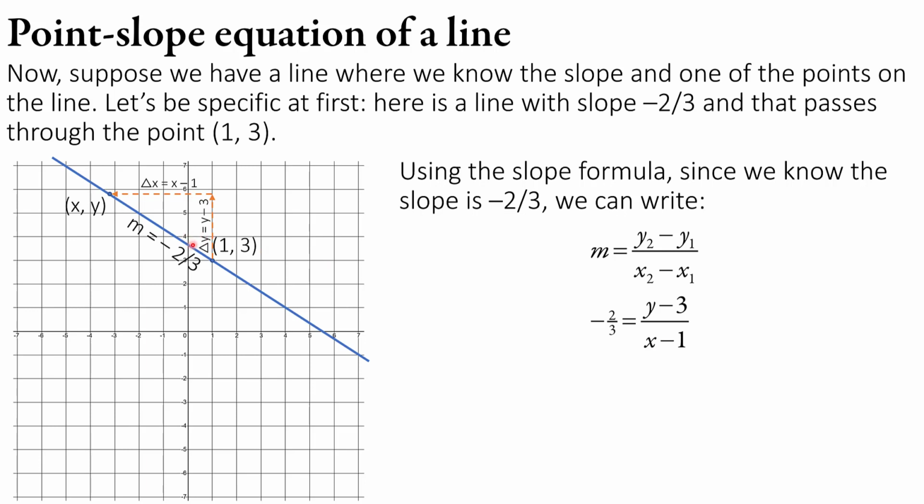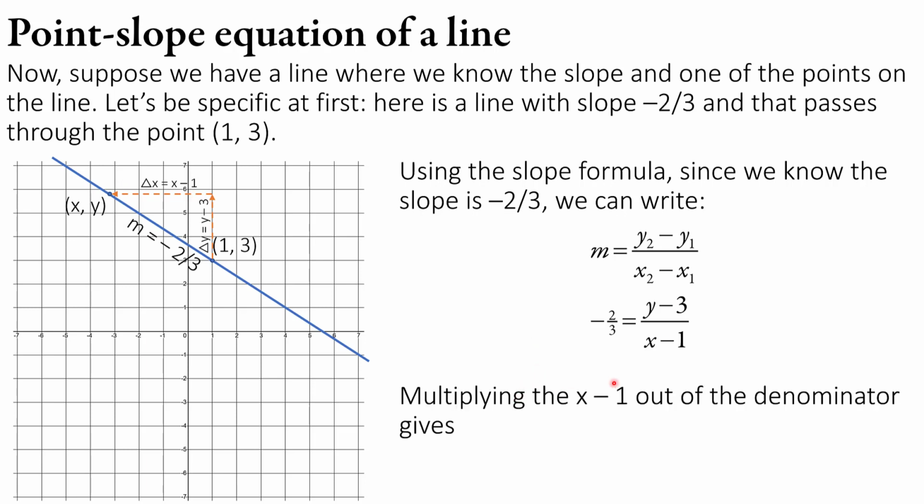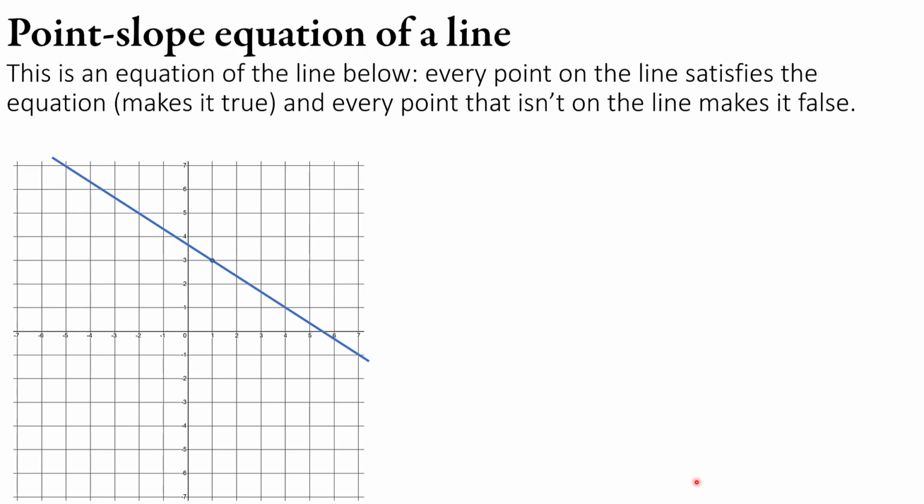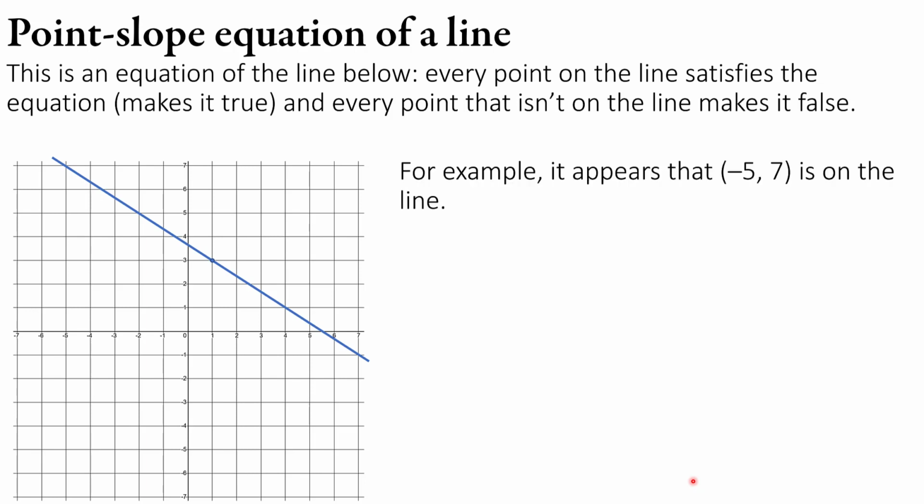There's the changes. Change in y is y minus 3, the change in x is x minus 1. If I multiply this x minus 1 out of the denominator, I get y minus 3 equals negative 2/3 times the quantity x minus 1. And this is an equation for this line. Now what does that mean to say this is an equation for this line? What it means is if I have a point on the line, and I plug it in, I know it will make the equation true.